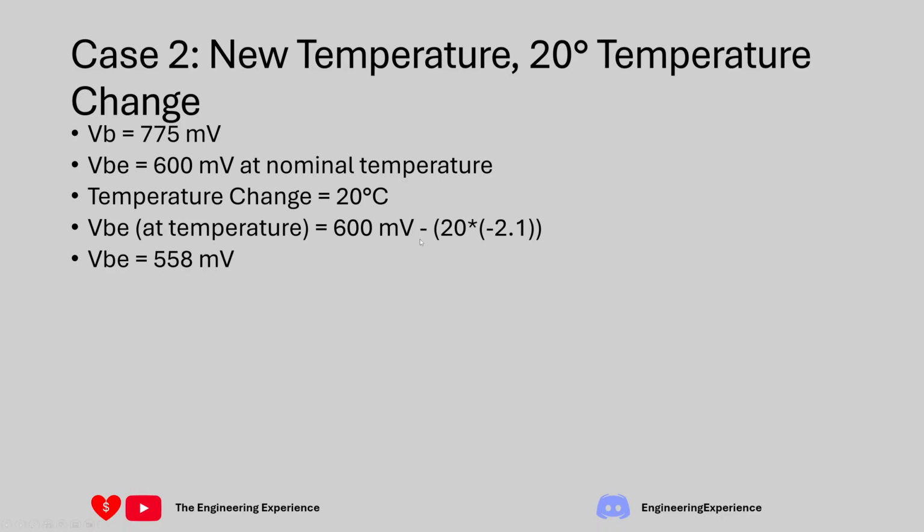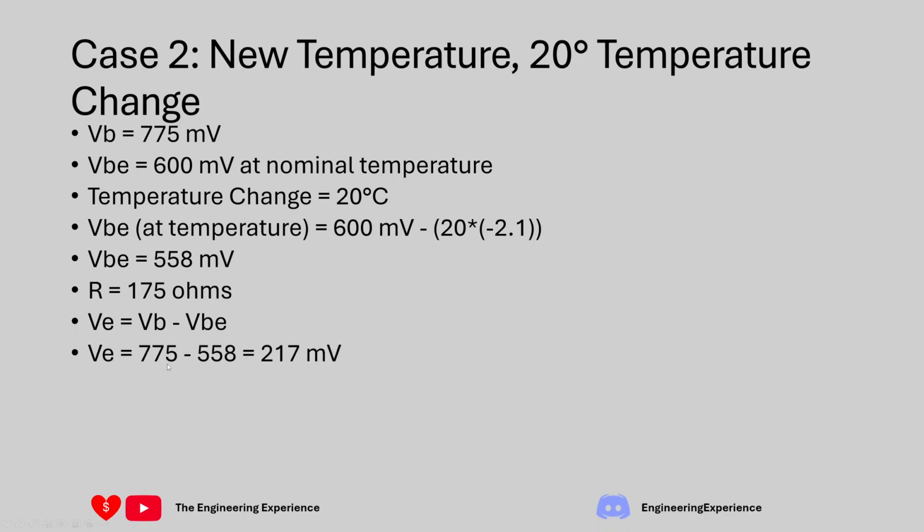Now, I believe this temperature would go down, so ignore the minus sign. As the temperature goes up, the voltage drop across that junction will go down, as is typical with a PN junction diode. Now, similar to before, our resistor at the emitter is still 175 ohms. We just have a lower VBE voltage. We can calculate the voltage at the emitter: 775 millivolts, which is our input, minus 558 millivolts, which is our VBE voltage, gives us an emitter voltage of 217 millivolts.